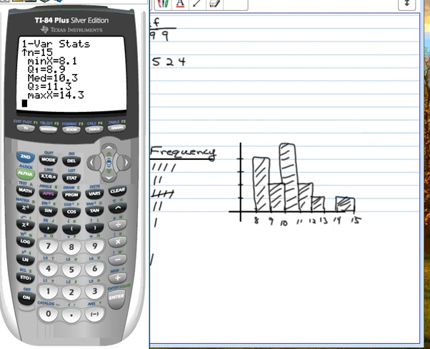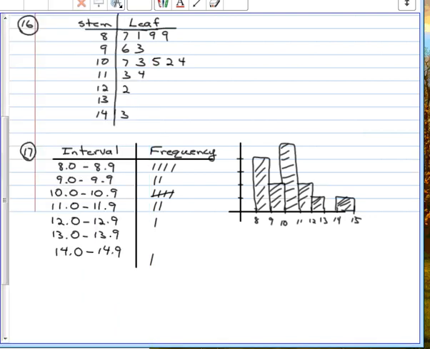Mode. What does mode mean? I don't think this one gives us the mode. The most frequent. So what's the mode? Is there a mode, maybe? 8.9. 8.9 is the most frequent.